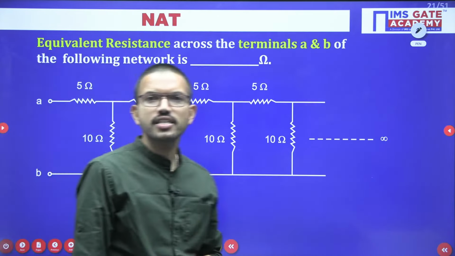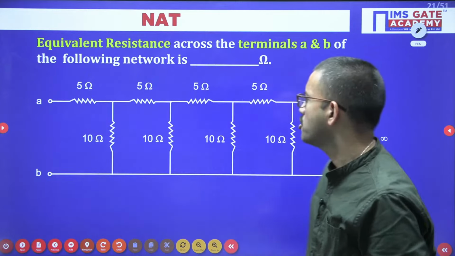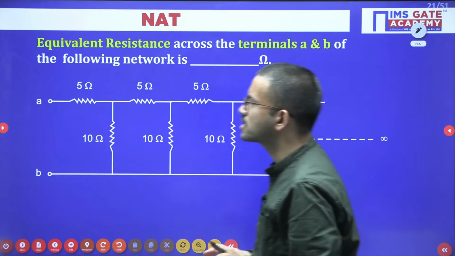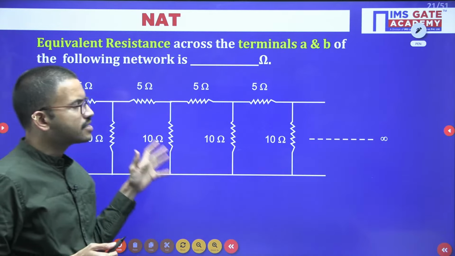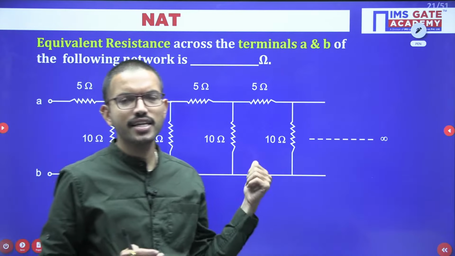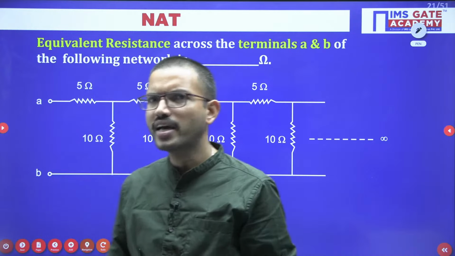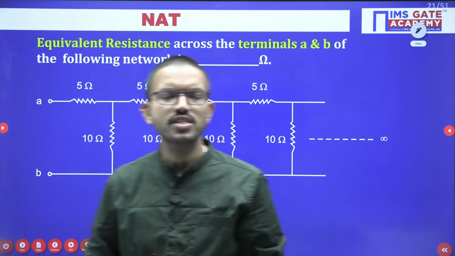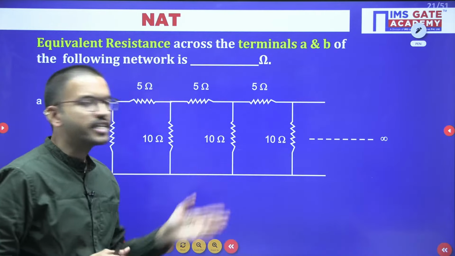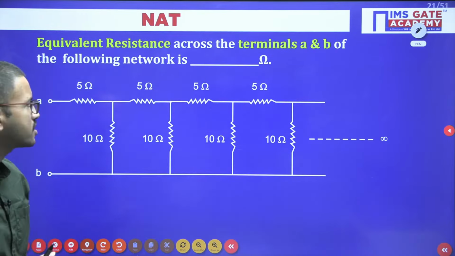This is the NAT question, the answer will be a number. I hope you might have solved similar kinds of questions in previous GATE papers also. Regarding resistors, you will get the earlier models we have discussed, like series and parallel, star-delta and delta-to-star questions, or infinite ladder network questions regarding the equivalent resistance concept.